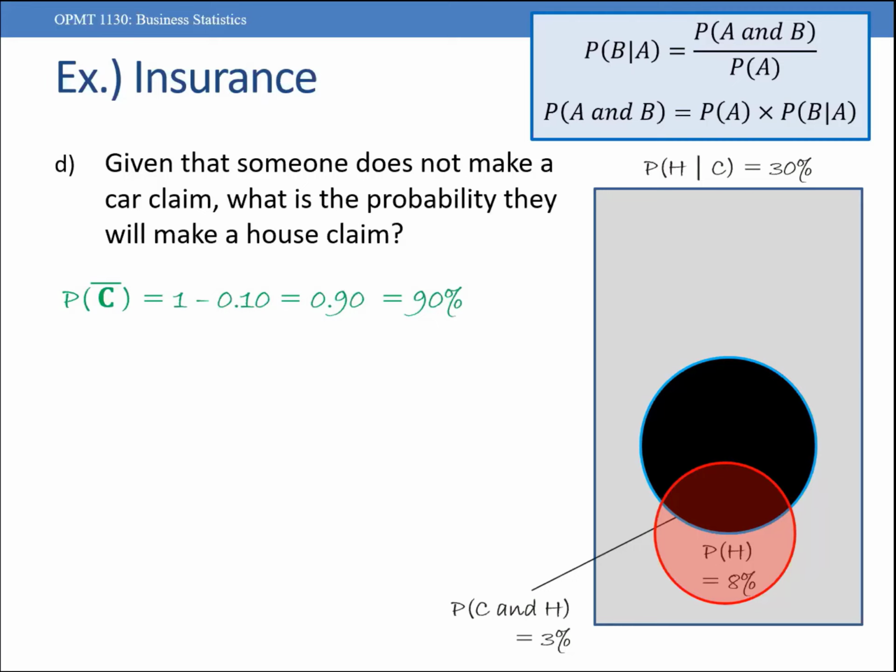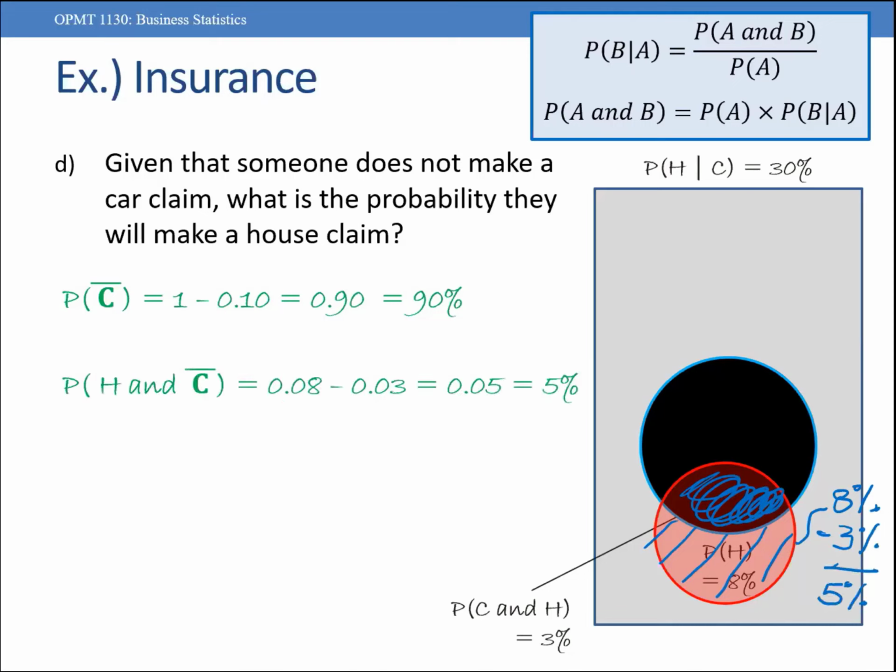And what we're interested in is, of this, how many make house claims? So we're looking at this wedge of that red circle. So that wedge of the red circle is what? The red circle itself was 8%, and this portion of the red circle was 3%. So I'm left with 5% in that wedge of red circle. So the probability of H and no car claim is 5%. And so now I'm going to get the conditional probability. If you want the formula, here are your references. And I would have 5 out of 90, or 5.556%.